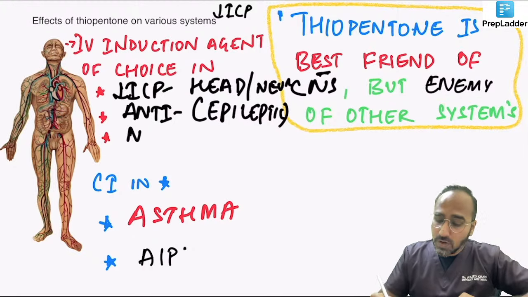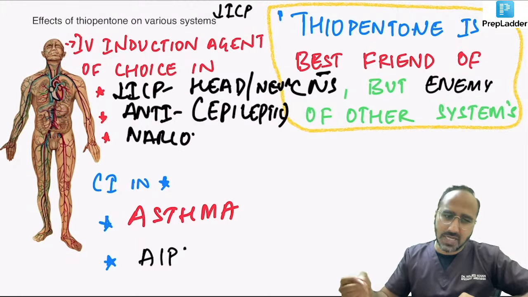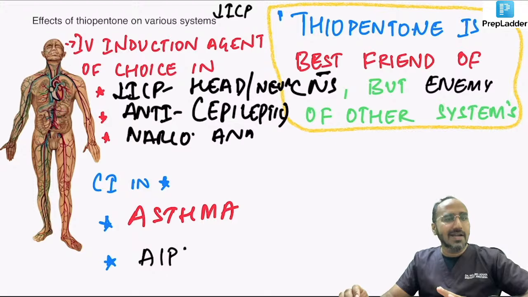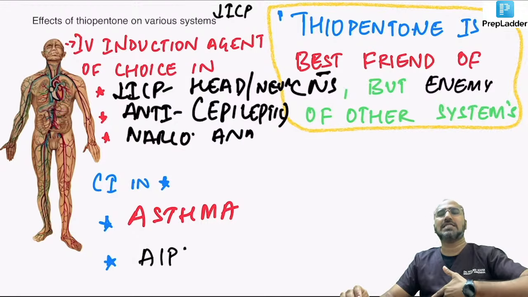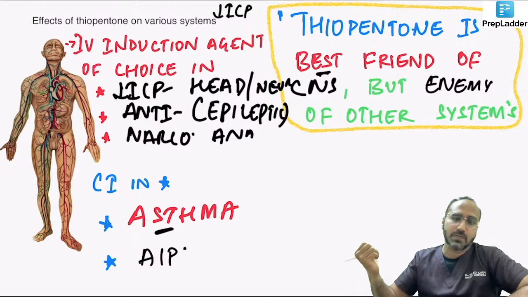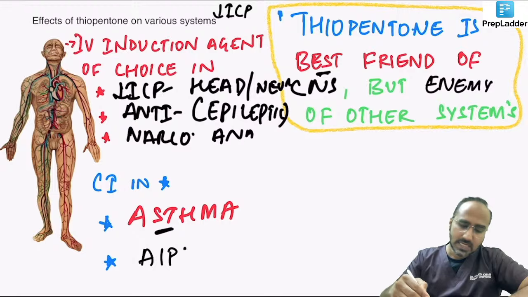It can be used for narco analysis. For truth test, you can use this. Okay? Narco analysis. But it is contraindicated in what? Contraindications usually come from the enemies. Enemies are all other systems. So it is contraindicated in asthma. Why? Because it causes bronchoconstriction. Okay, guys? So this is regarding what?